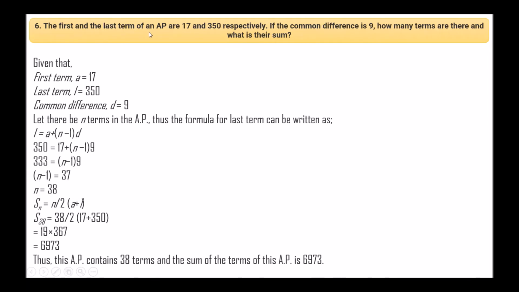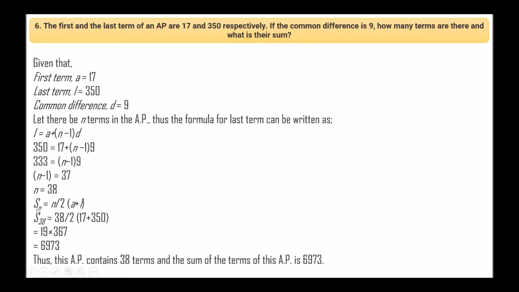The first and the last term of an AP are 17 and 350 respectively. If the common difference is 9, how many terms are there and what is their sum? So A is 17, L is 350, common difference D is 9. So we will put in the formula of L, that is A plus (n minus 1) into D. So we will get n equals 38.